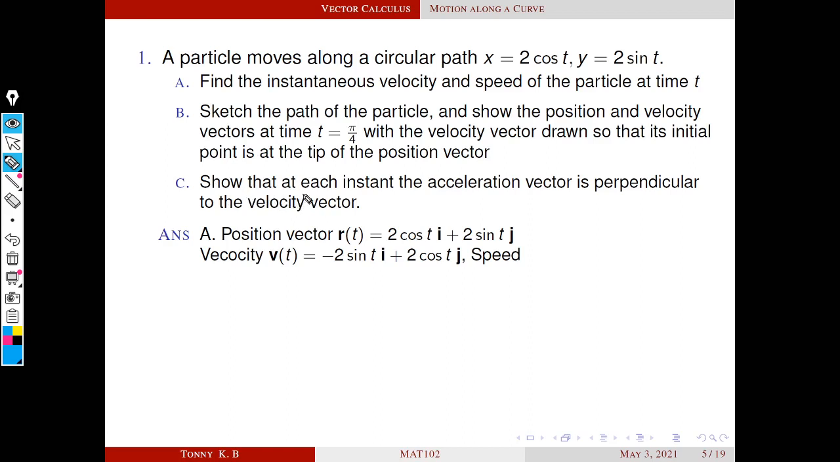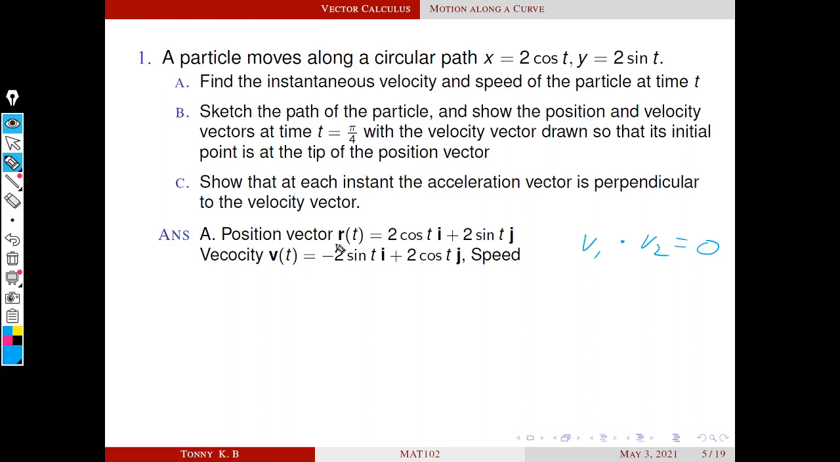Okay, in third part, we have to show that the acceleration and velocity are perpendicular. How to show that two vectors are perpendicular? The easy method is to take the dot product. If v1 and v2 are two vectors, they are perpendicular if and only if their dot product is 0. Okay, so one vector is velocity, that we have already found.